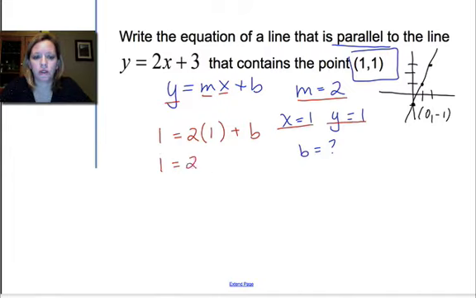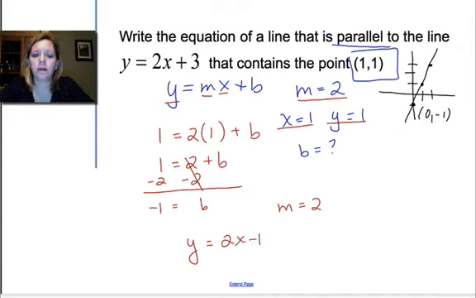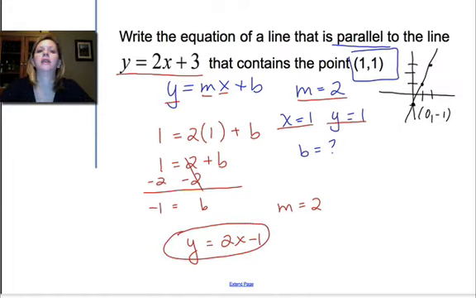2 times 1 is 2, and so 1 is equal to 2 plus b. We subtract 2 from both sides. 1 minus 2 is negative 1. And so negative 1 is equal to b, our intercept. Once we know b, we remember that our slope was 2. So in slope-intercept form, the equation of the line that's parallel to y equals 2x plus 3 and contains the point (1, 1) is y equals 2x minus 1. And we can see that looks exactly like what we just graphed.